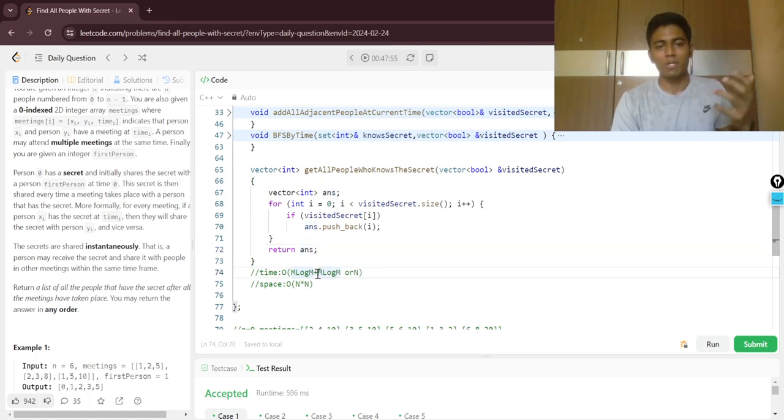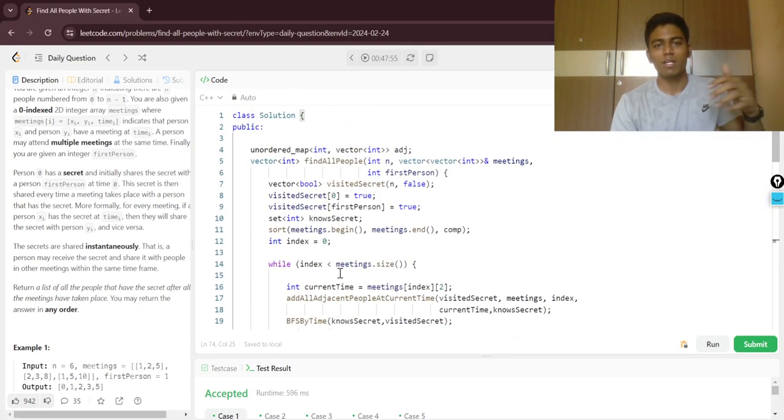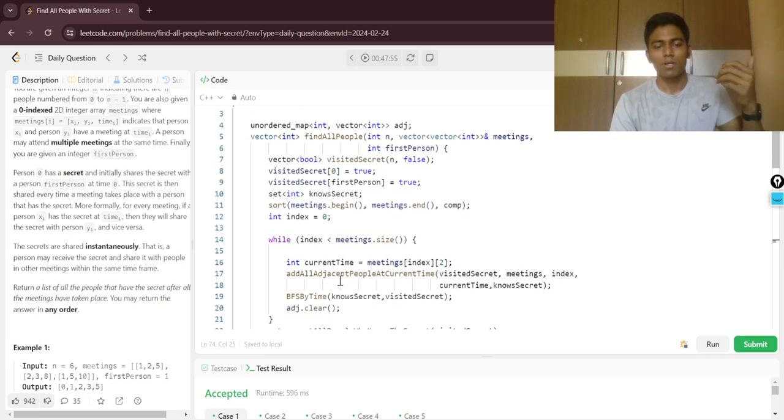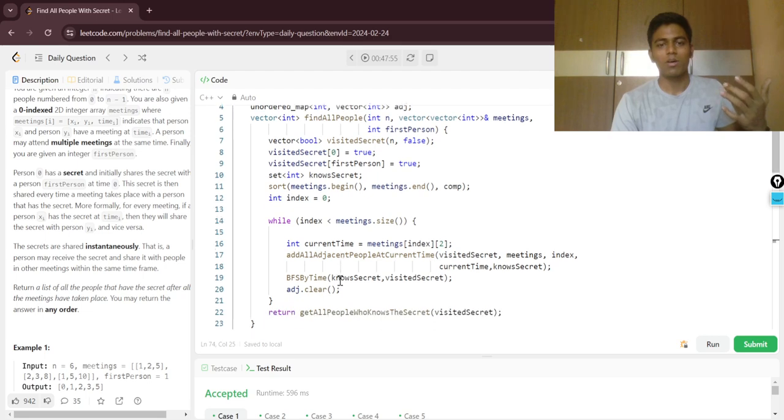So let's see the time complexity. What is the time complexity going to be? For sorting, it is going to be m log m, and then for going through all the meetings one by one, it is going to be m, and then for doing the BFS or inserting into the set, it is going to take log based upon the queue size.